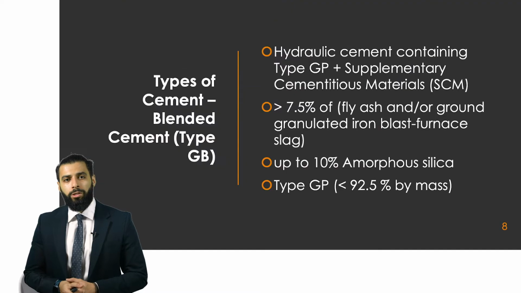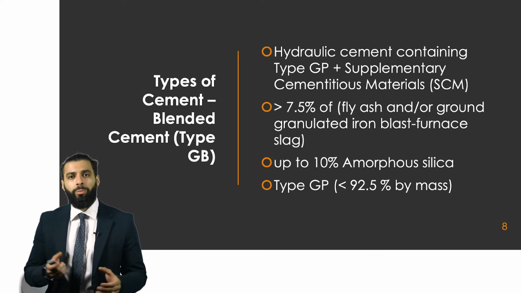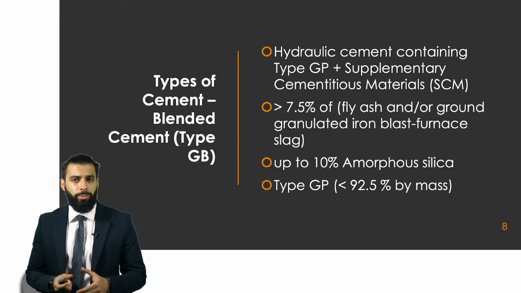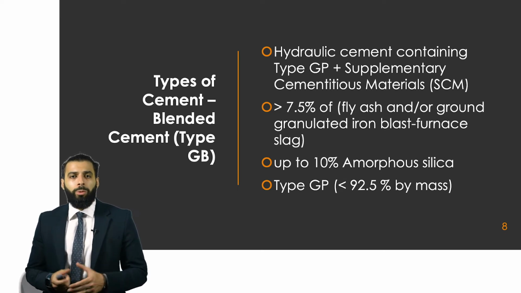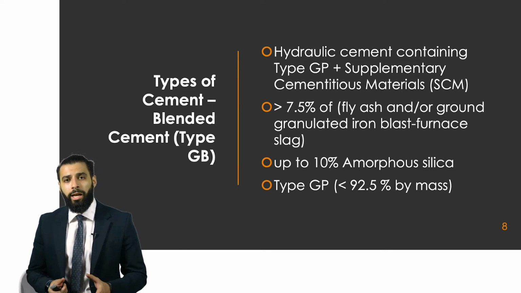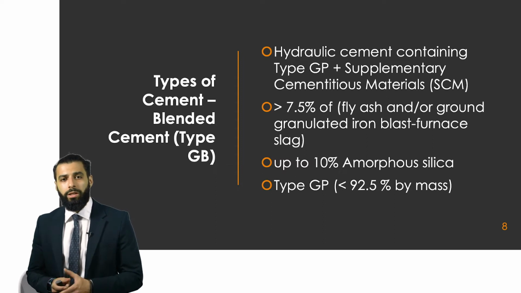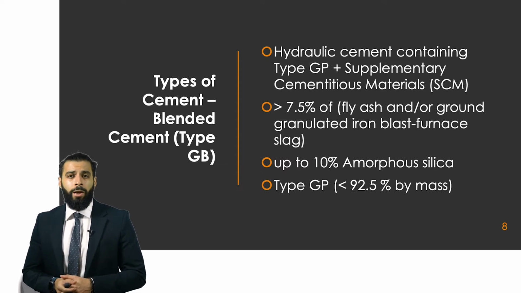And then the third general purpose cement type is type GB, and that's the blended cement. It's composed of type GP, but this time we add SCMs. These are supplementary cementitious materials. Supplementary cementitious materials are byproducts of other materials. So for example, you have fly ash, that's an SCM, another SCM is slag, and the third SCM is silica. Now you notice that the compositions are a bit different to the other two types. So over here we have the fly ash and the slag is more than 7.5%. Whereas for the silica, it's up to 10%.